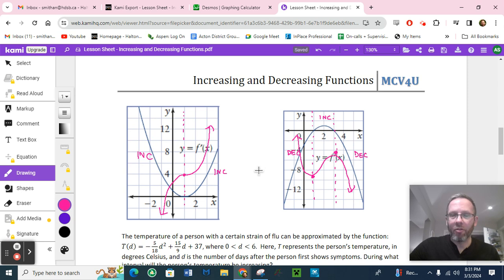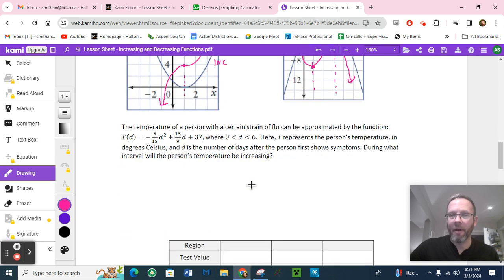Let's look at an application here. So we have a function that models the temperature of a person with a certain strain of flu. So we can see right away it's quadratic, and that this quadratic function will open downwards. So their temperature, just like a lot of people when they get sick, might start to spike up because they have a fever, and then when their fever breaks, it'll come back down.